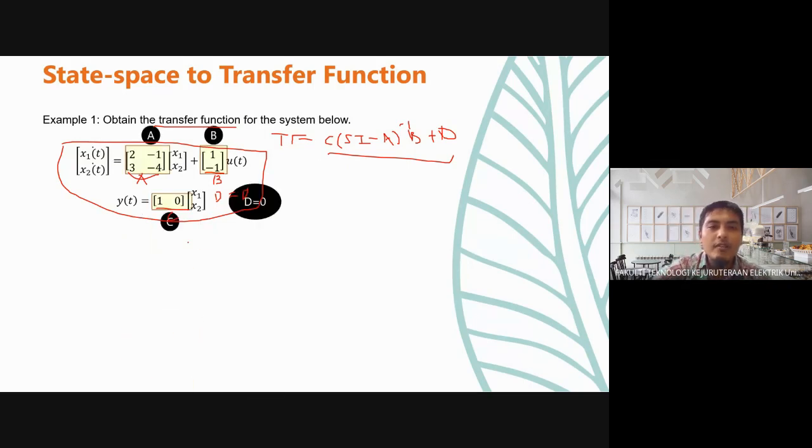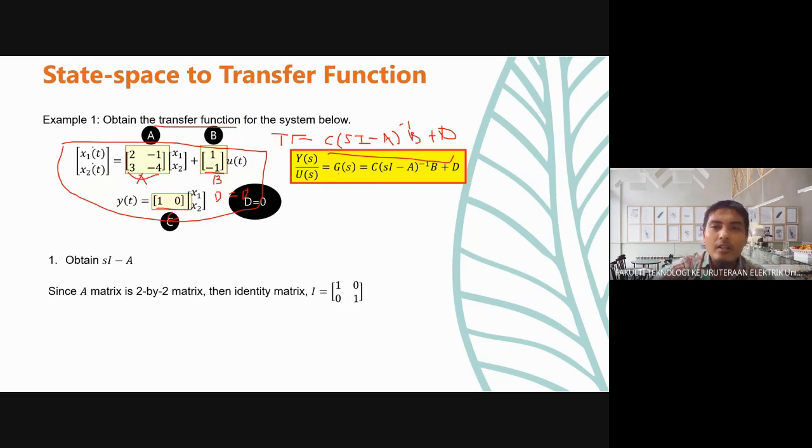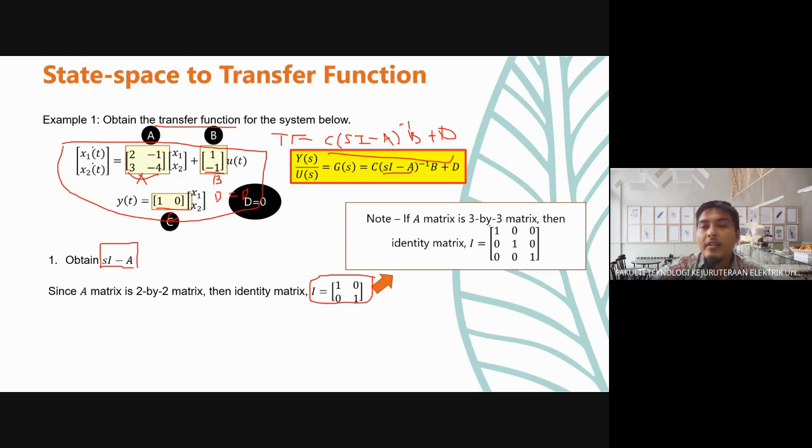So firstly, use this formula. You need to calculate sI minus A first. Whatever the question is, you must calculate this thing first, sI minus A. This is really important for the next topic, the controller design. You must know about this, then you can do the controller design for the state space. Since A is a 2 by 2 matrix, the identity matrix will be like this. If the A matrix is 3 by 3, then this is the identity matrix. This is for additional information.